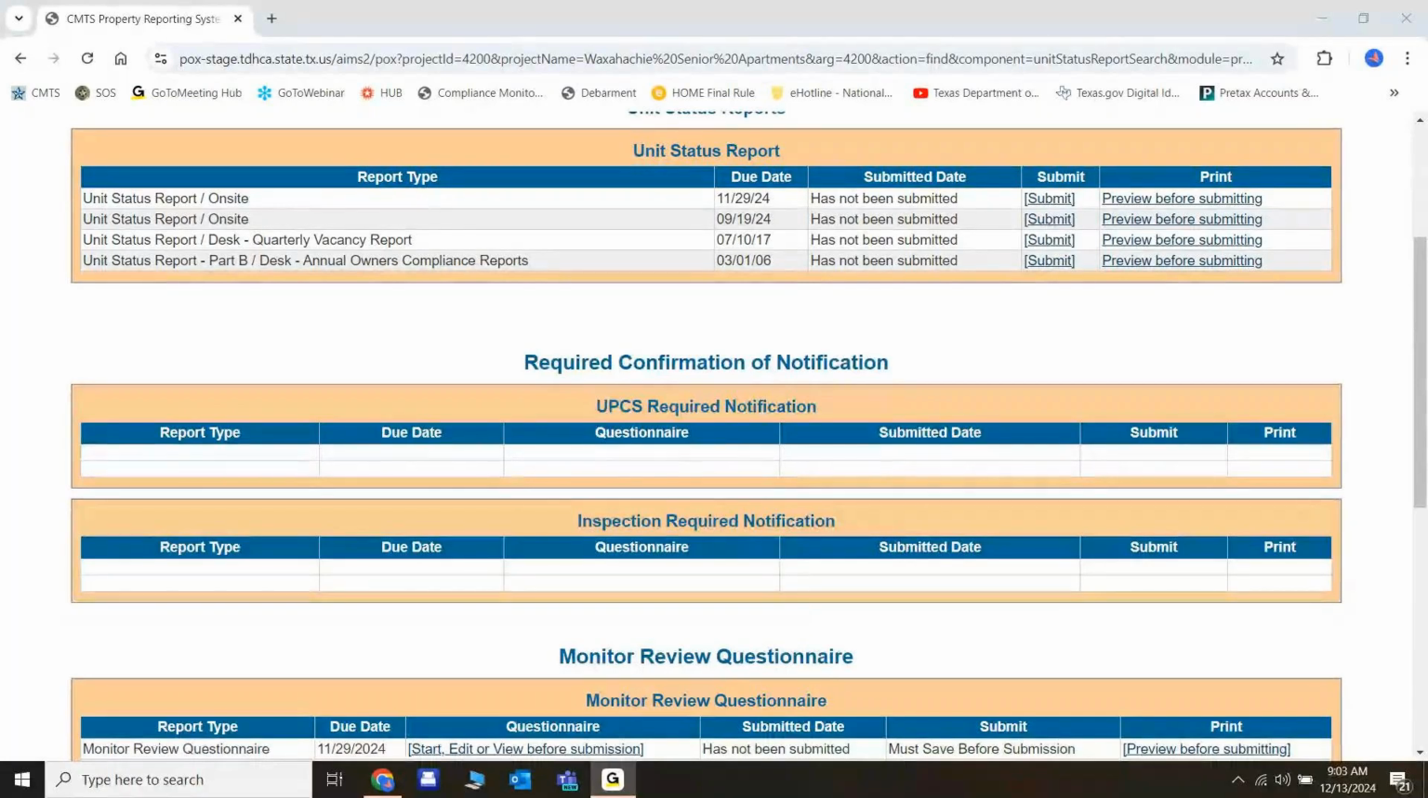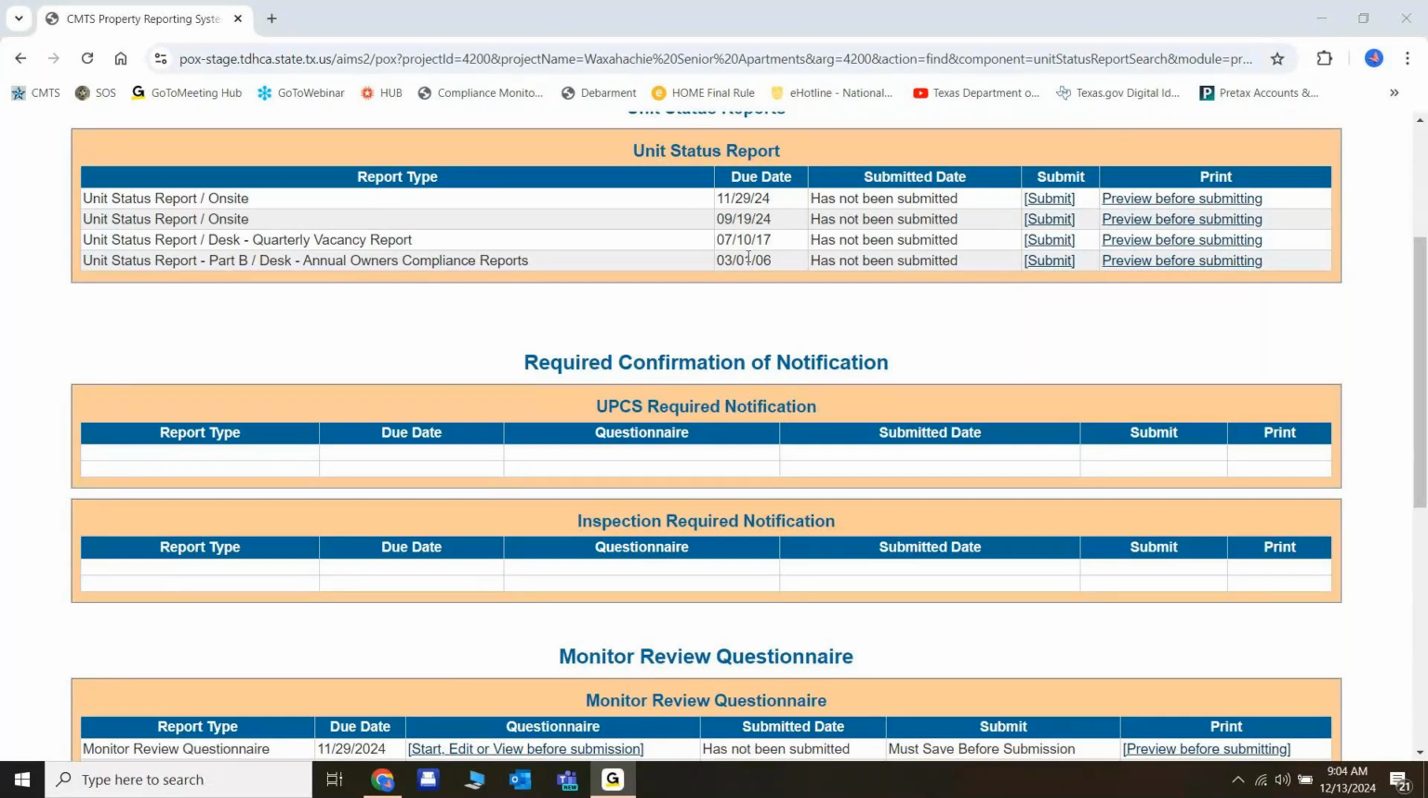So today I want to talk about what your monitoring review questionnaire should look like, how to answer it properly, what you need to submit in the CMTS attachment system, and answer any of the questions that you might have about it. So first, to get started, the monitoring review questionnaire is located on the unit status report page. This is a stage environment of CMTS, so this is a real property, but everything I am doing in here will not reflect on their CMTS. It is how we, IT and us, try to fix things or use it for trainings.